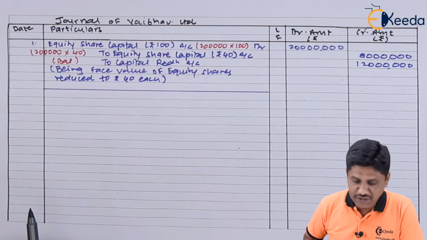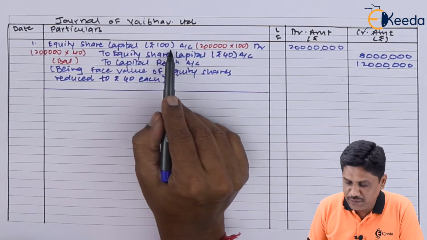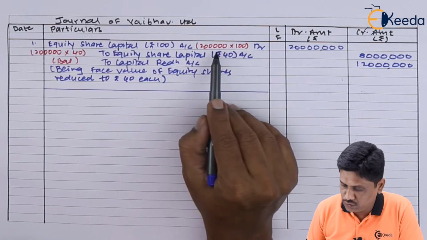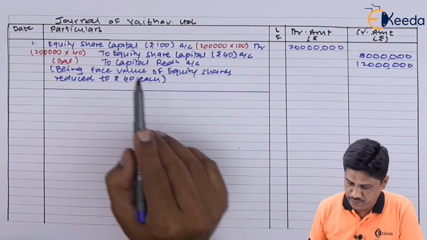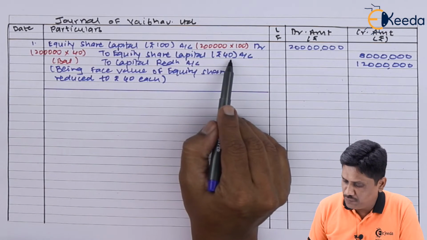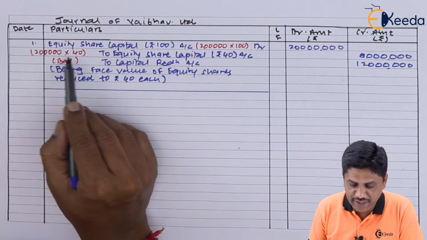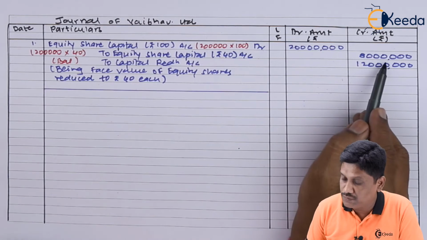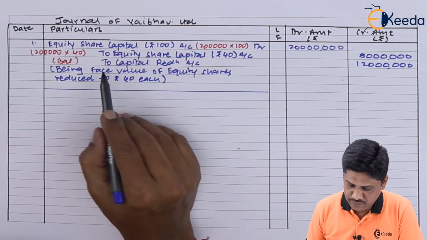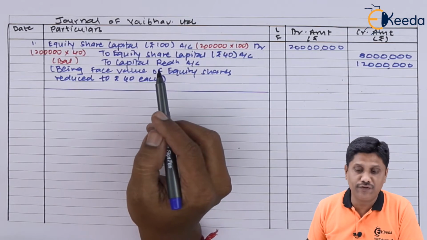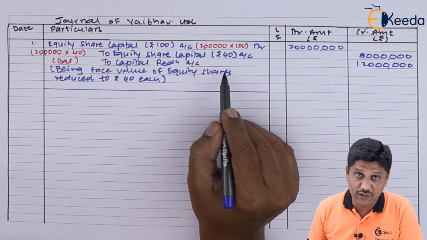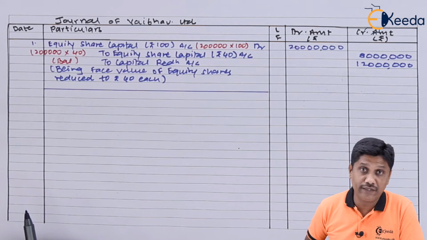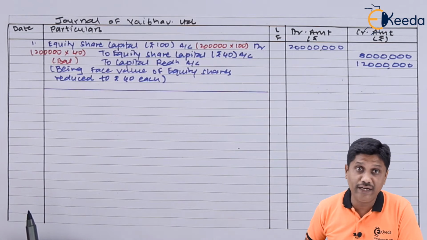Friends, you can notice the entry. Equity share capital rupees 100 account debit, 2 lakh shares of rupees 100 each, amount is 2 crore. To equity share capital rupees 40, that is 2 lakh equity shares of rupees 40 each, amount comes to 80 lakhs. And the balance amount we have transferred to capital reduction account. It is a gain for the company. In this way we have completed our first transaction. Let us see the second transaction.